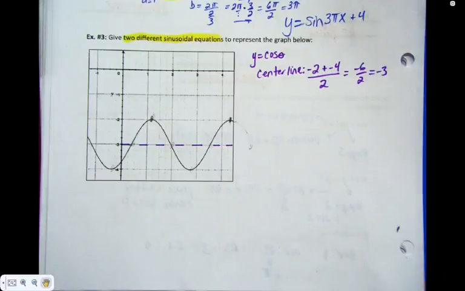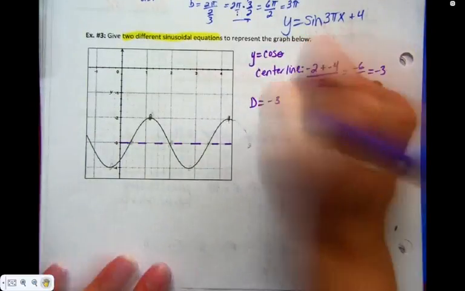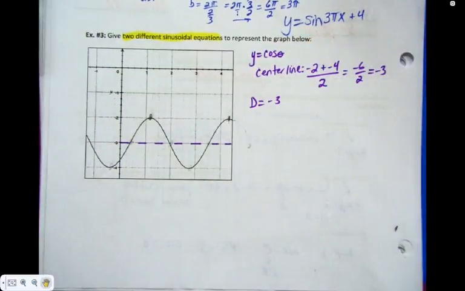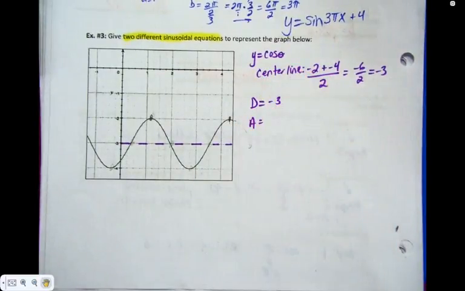Now what we need is that A, B, C, D. I always start with D because we just found it. D we know is the exact same as the center line. It's -3. So that's why I always start with that one first. Amplitude depends on the center line. It's why I do it second.